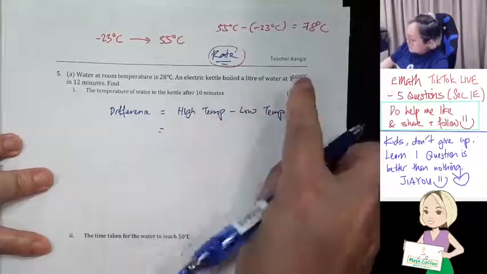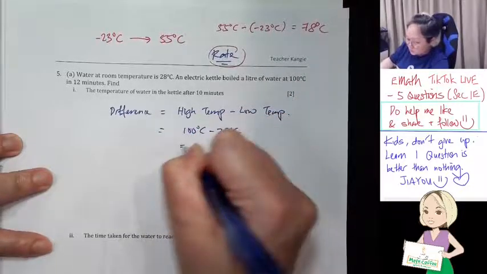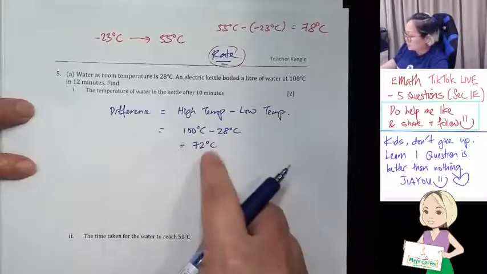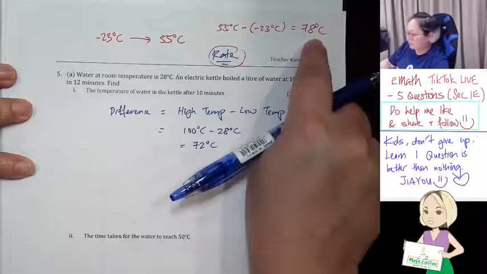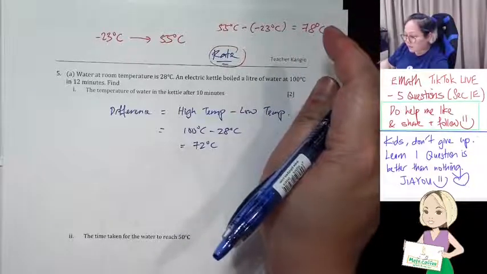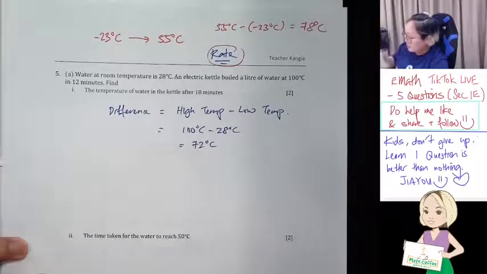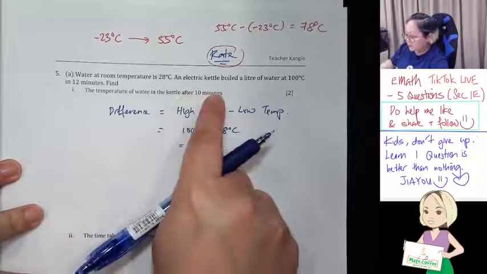So high temp is 100. For this case, it is straightforward. 100 degrees Celsius minus 28 degrees Celsius. So we know it's 72 degrees Celsius. Oh, you're right, you say 72 is for this one. I thought you answered for me for this one, so I thought why this one is 72. Okay, difference is 72 degrees. Then they're asking you, find the temperature after 10 minutes.